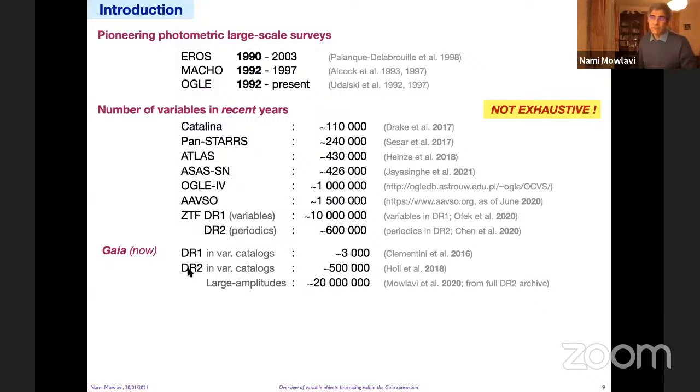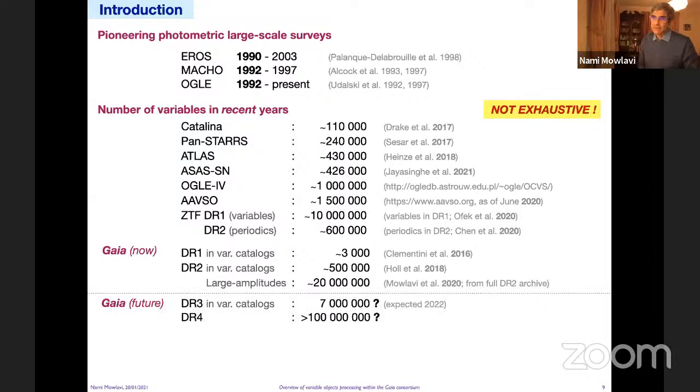If now you go back to the full data release 2 sample, even by selecting only large amplitudes, typically larger than 0.2 magnitude, you reach already about 20 million, and that's only the large amplitude ones. So for the future, for data release 3, that's next year, we expect to have about 7-10 million variables published in specific catalogs. And in DR4, that's several years later, we can expect to have more than 100 million stars.